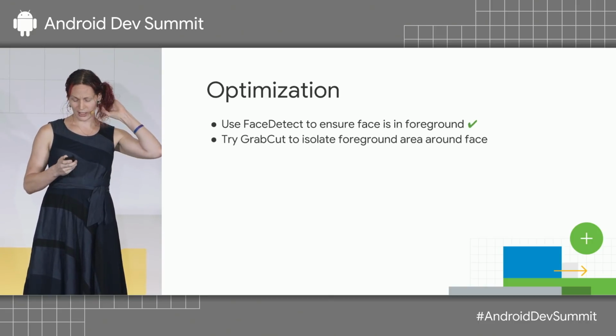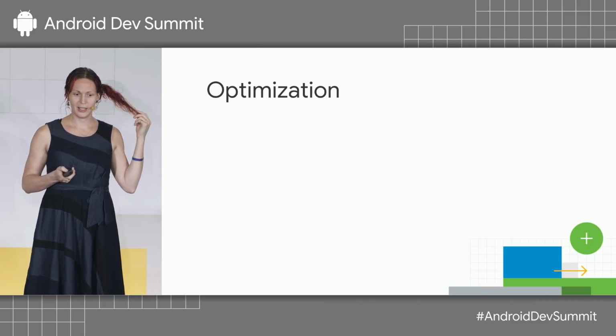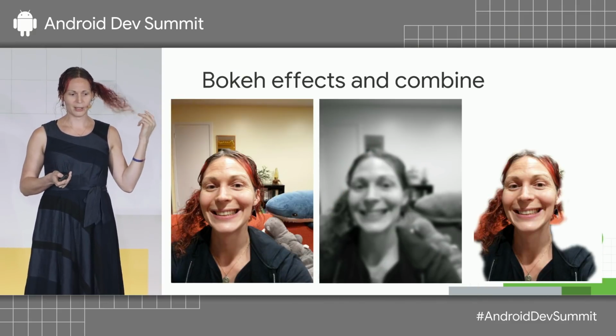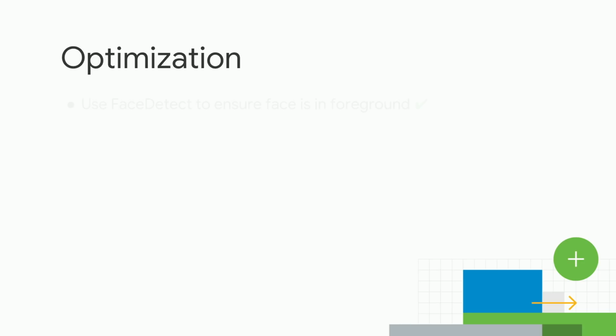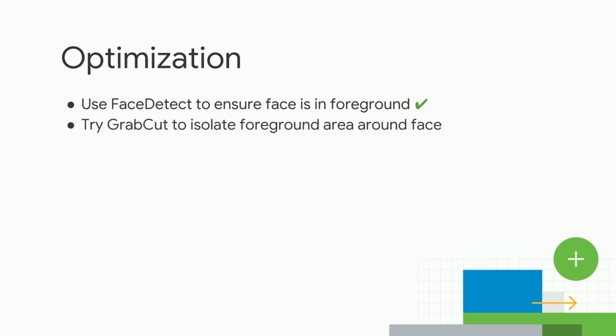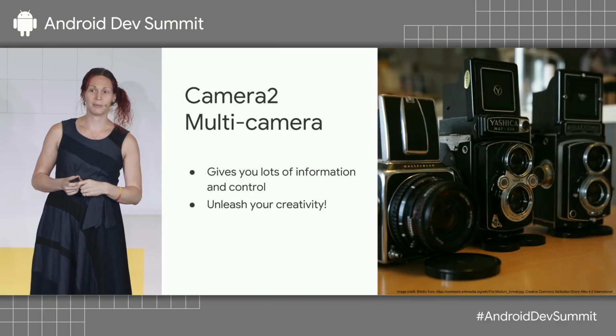I don't know if you noticed, can I go back? My fuzzy red hair and the red couch, there we go. They kind of blend in. And so I'm thinking we could use grab cut possibly to do a little bit better job of figuring out exactly what's in the foreground.